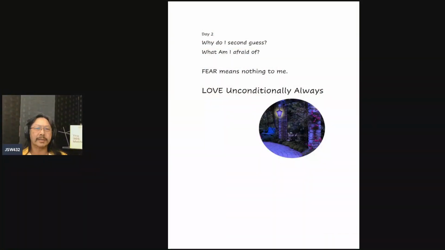Okay. Here's the image file. So here we are for day 2. Let's look at this full page wise, and let's look at what today's lesson is about.